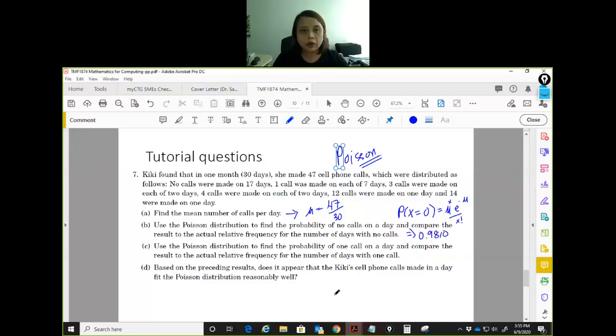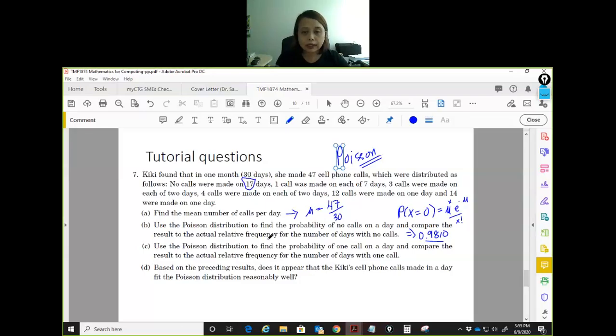Then you need to compare the result with the actual relative frequency for the number of days with no calls, which is 17 over 30. Is this the same value or not? You compare the 0.9810 based on the Poisson with this. No calls were made on 17 days, so 17 over 30.